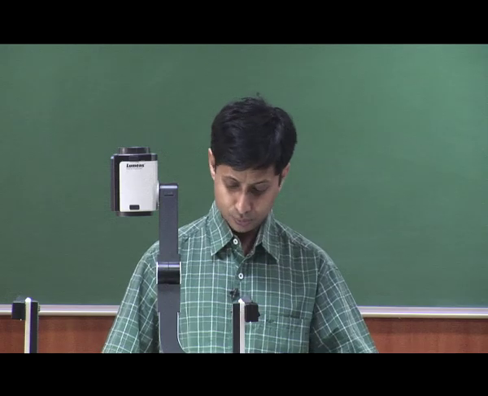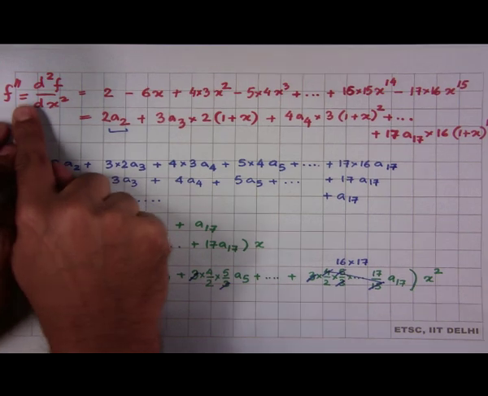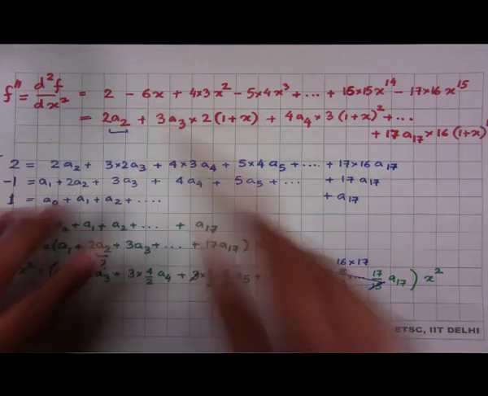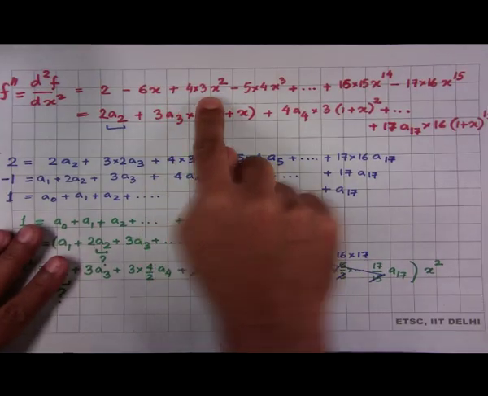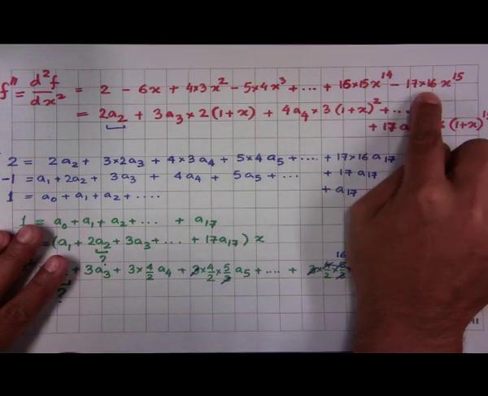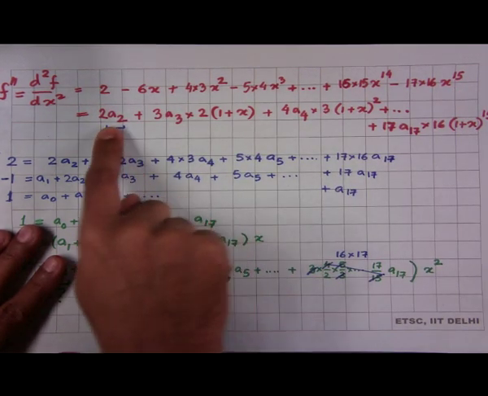What about a2? You take the second derivative. The second derivative gave me 2 minus 6x plus 4 into 3 x squared minus 5 into 4 x cube plus dot dot dot minus 17 into 16 x power 15. This was the second derivative. And what did I get?